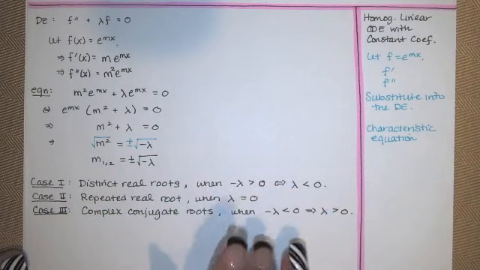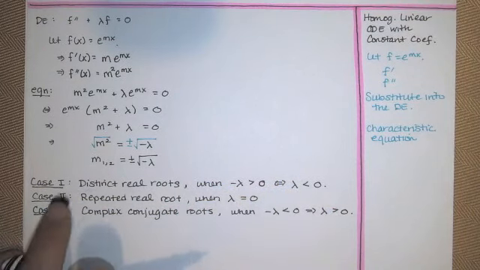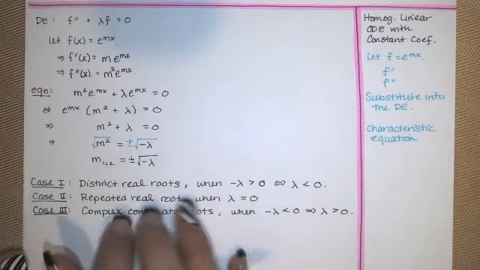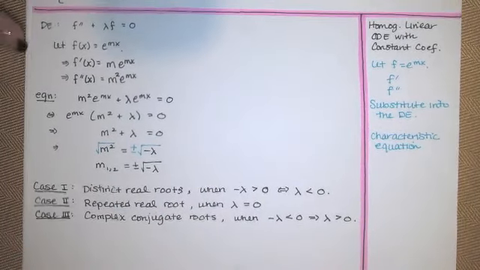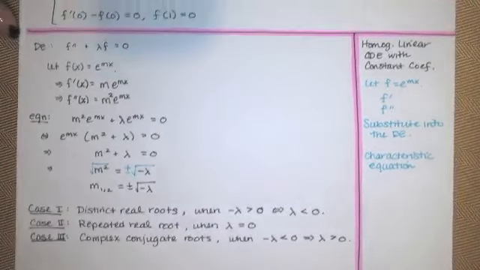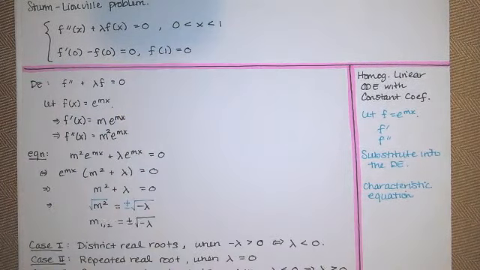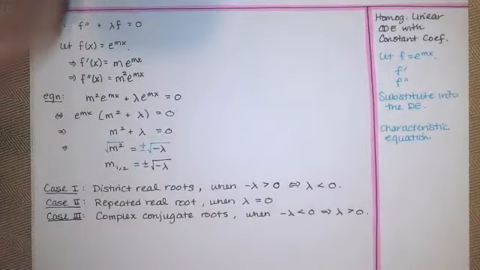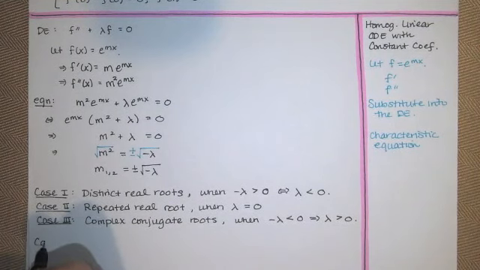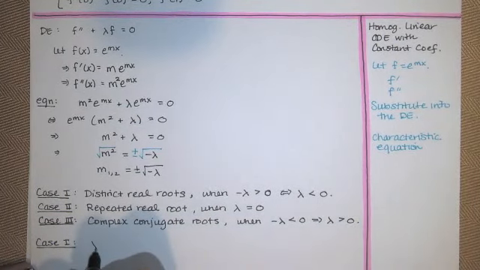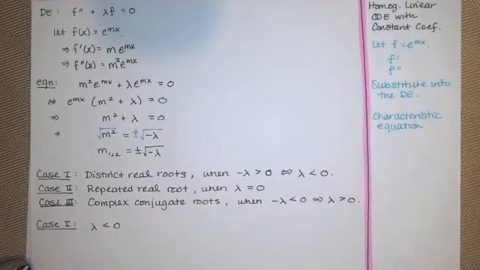Now we're just going to go through case by case and look at the solutions. We'll find the general solution in each case to this differential equation. And then we'll say, okay, given that that's true, what would a solution to the boundary value problem be given that f prime of zero minus f of zero is equal to zero and f of one is equal to zero. So that's exactly how we handle that, just case by case. So we've got lambda negative, which corresponds to distinct real roots.